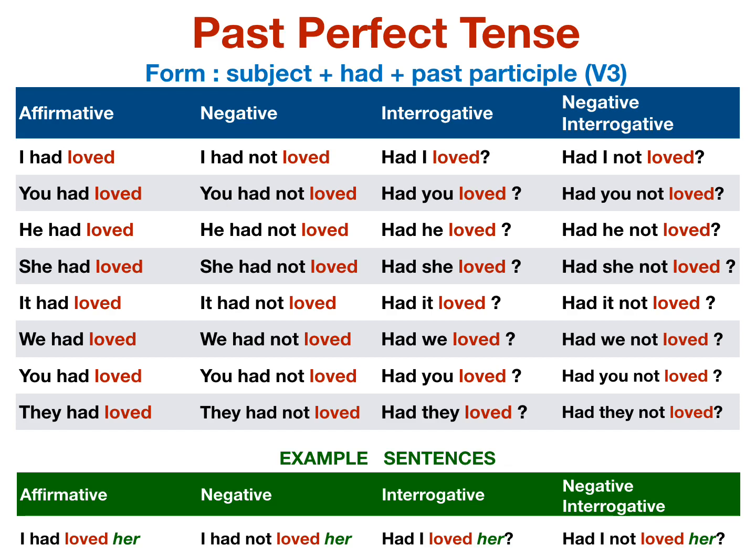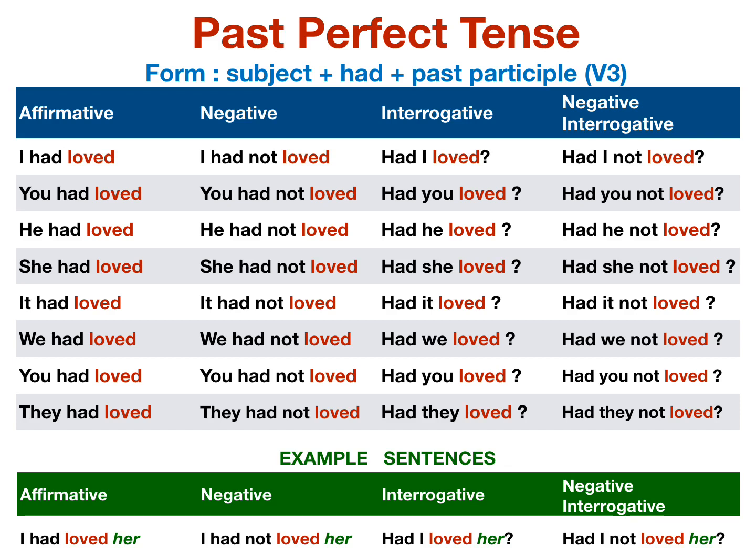We had loved. We had not loved. Had we loved? Had we not loved? You had loved. You had not loved. Had you loved? Had you not loved? They had loved. They had not loved. Had they loved? Had they not loved?